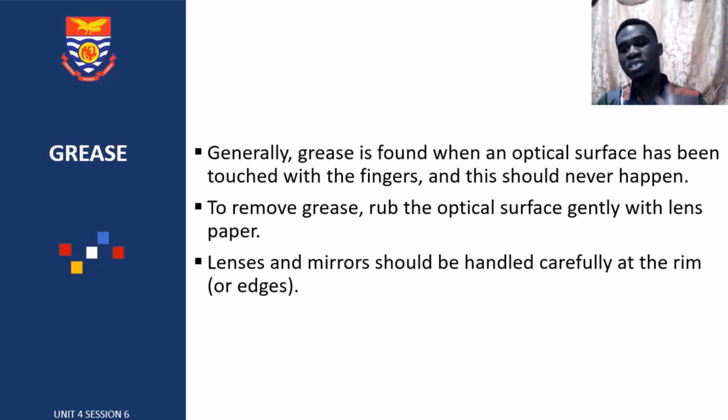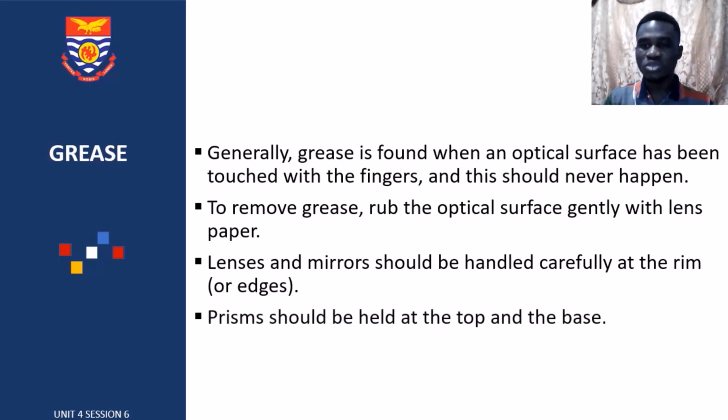I'm holding a coin. If this coin is a lens, then this is the right position as I'm holding it. At the edges is how you must handle the lens. The lens should not be handled this way. The moment you handle it this way, you introduce grease on the surface of the lens. So the right position should always be at the edges.